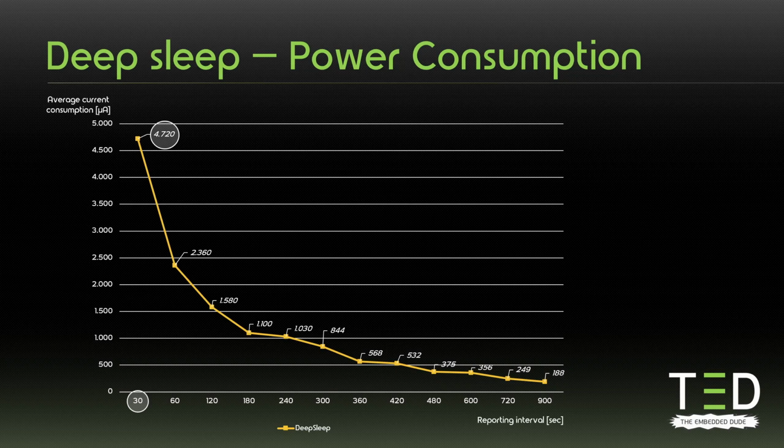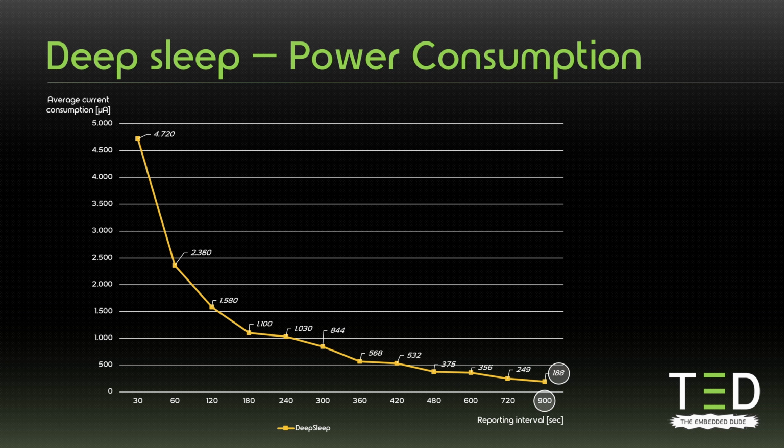4720 microamps. So as you can see, as the reporting interval gets longer and the sleeping time gets longer, our power consumption goes down. So at 900 seconds or 15 minutes, we are consuming in average 188 microamperes for one report.